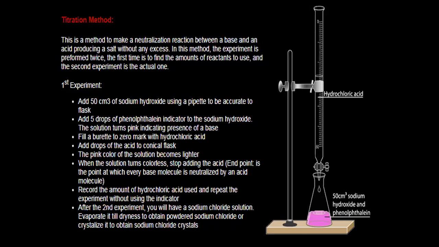Fill a burette to 0 mark with hydrochloric acid. Add drops of the acid to the conical flask. The pink color of the solution becomes lighter. When the solution turns colorless, stop adding the acid.